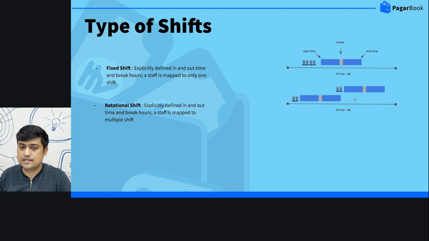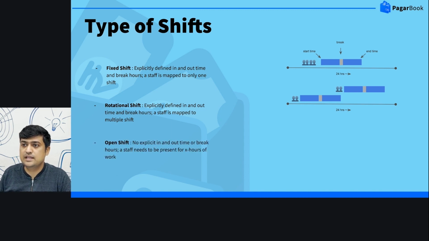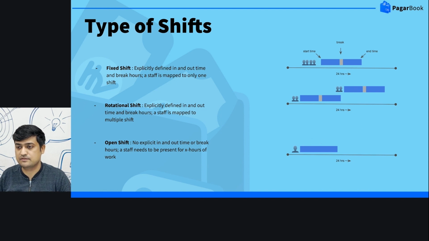The third is something called an open shift, where basically you don't have an explicit in and out time. You need the staff to be present for X number of hours in the day and clock the time. So you would have somebody maybe logging in at 6, completing their 6-hour shift. Somebody might be coming in at 7, somebody might be coming in at 10. The idea is to understand if they have clocked the designated shift hours or not.